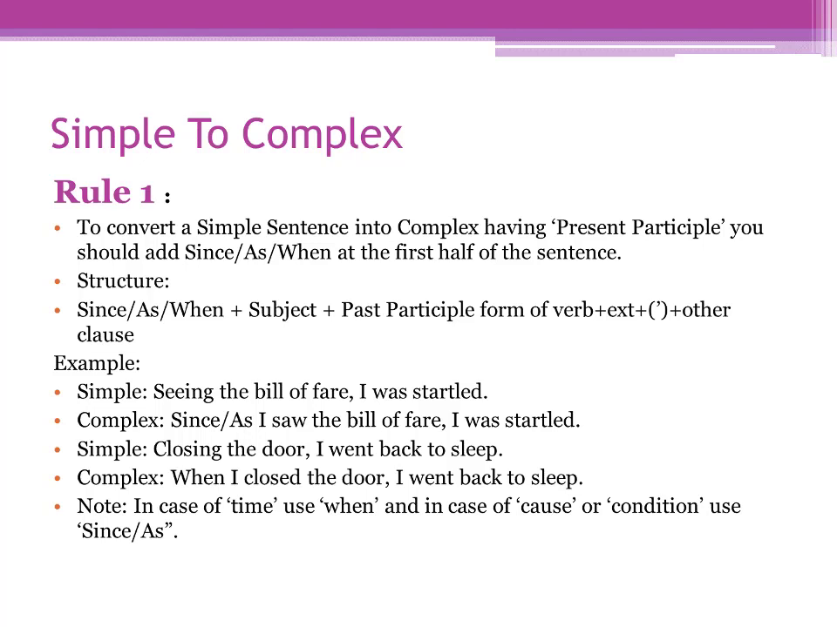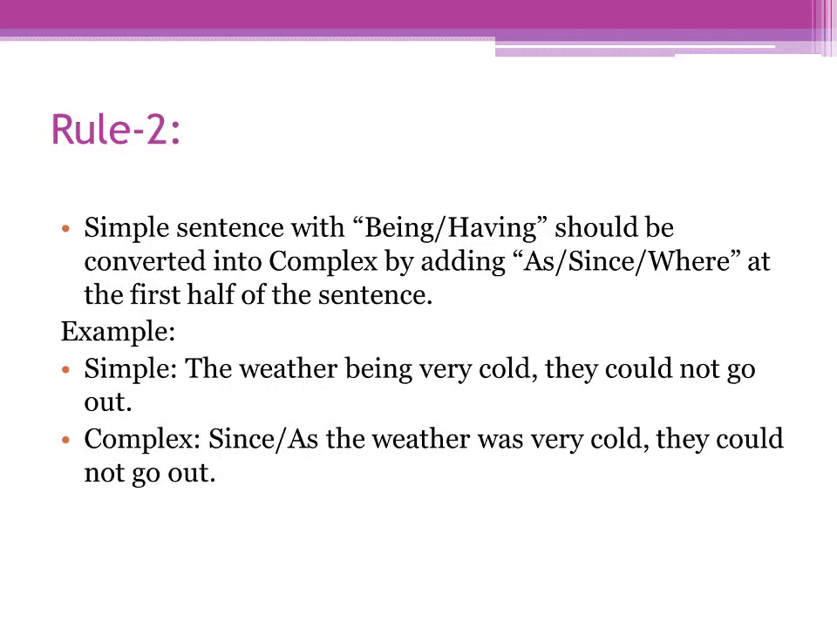One more example for you. Closing the door, I went back to sleep. Complex, when I closed the door, I went back to sleep. Note, in case of time, use when, and in case of cause or any condition, use since or as. Rule 2. Simple sentences with being or having should be converted into complex by adding since, as or when at the first half of the sentence.